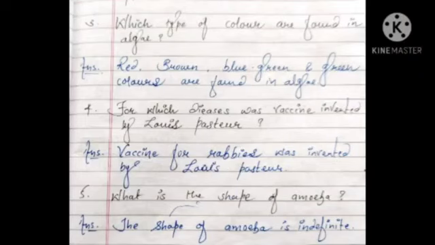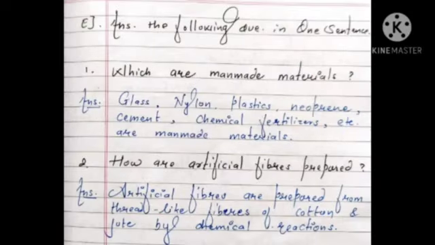Fourth question is, for which disease was vaccine invented by Louis Pasteur? And the answer is vaccine for rabies was invented by Louis Pasteur. Fifth one is, what is the shape of amoeba? The shape of amoeba is indefinite. Now moving towards chapter number 3, answer the following question in one sentence.